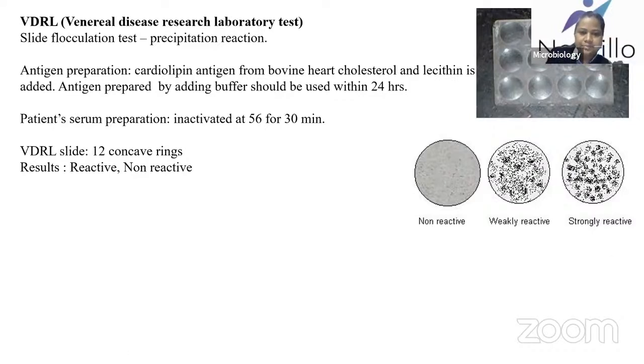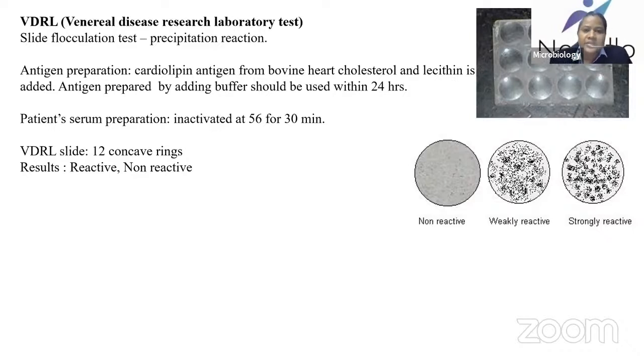So whenever it has come positive, you will go for the serial dilution of the serum sample, like 1:2, 1:4, 1:8, 1:16, 1:32, 1:64, and so on. And then the titer has to be measured, like the highest dilution of the serum which comes positive will be taken as the titer.